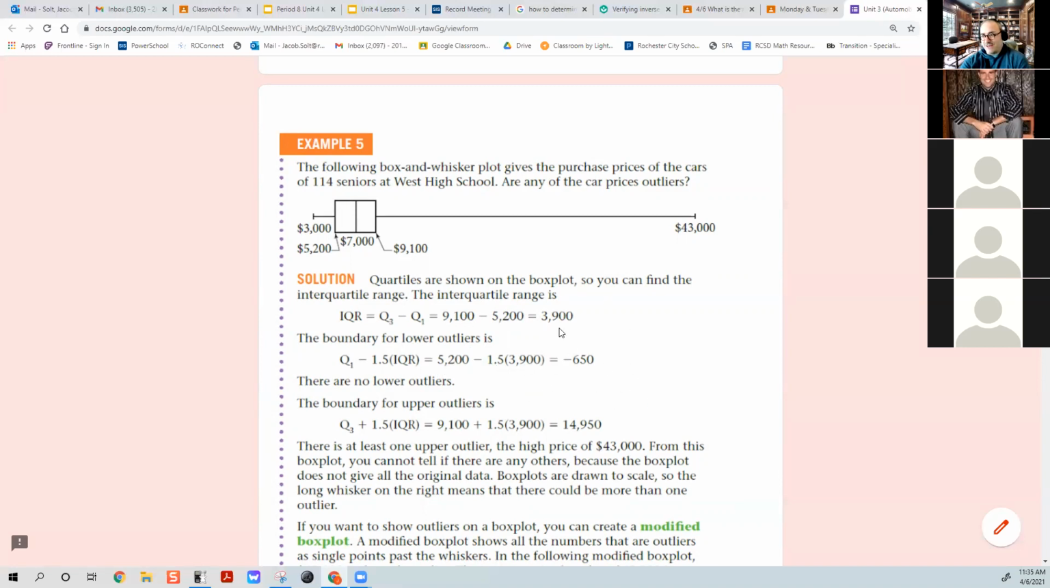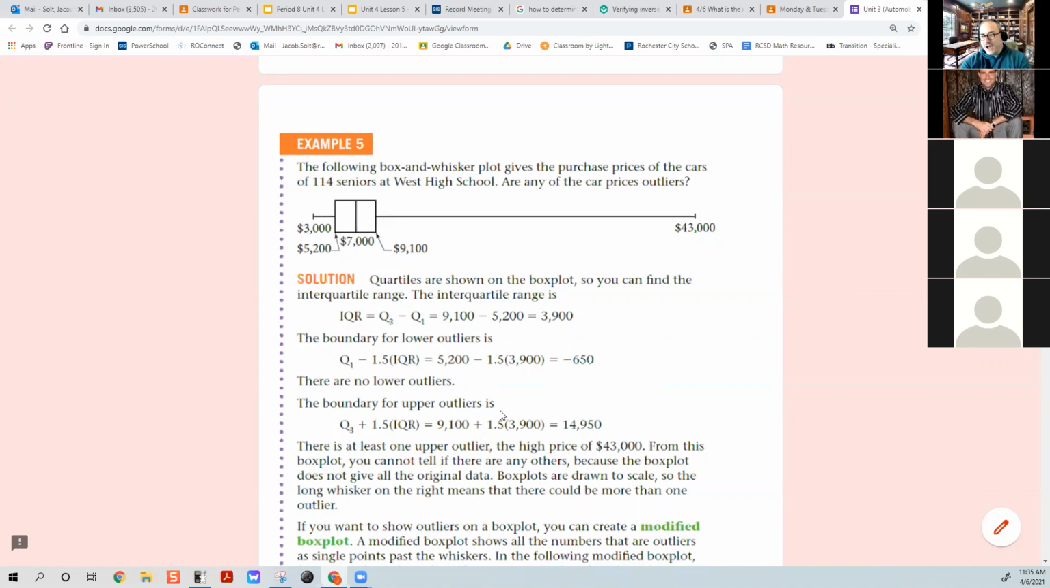Of course, no car is going to have a value of negative $650. As poor as some cars might be, they at least have scrap value. So there's going to be no lower outliers here. Right? So no lower outliers because no car was less than negative $650.